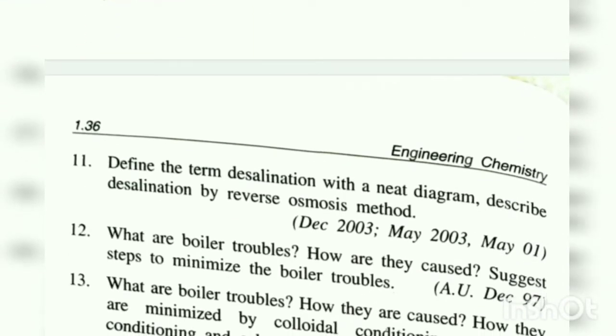Okay? Yeah. Now question number 12. What are boiler troubles? How are they caused? And suggest the steps to minimize the boiler troubles. 13th one, அதுவும் boiler troubles தான். Okay? So, அது question என்னன்னா, what are boiler troubles? How are they caused? How they are minimized by colloidal conditioning, phosphate conditioning and calgon conditioning. Each different kinds explain பண்ணணும். Okay? Different ways you have to explain.